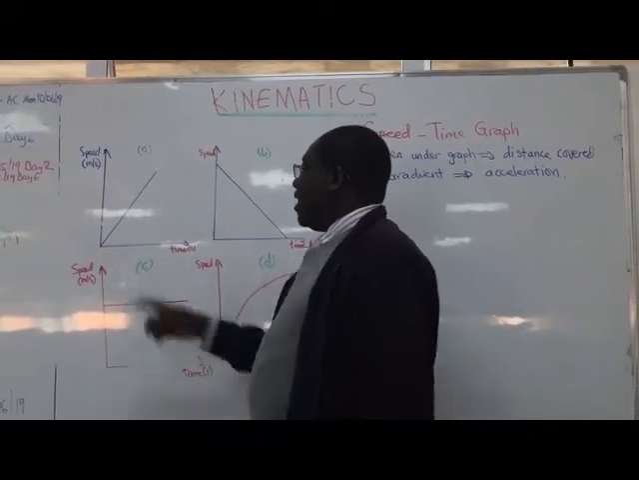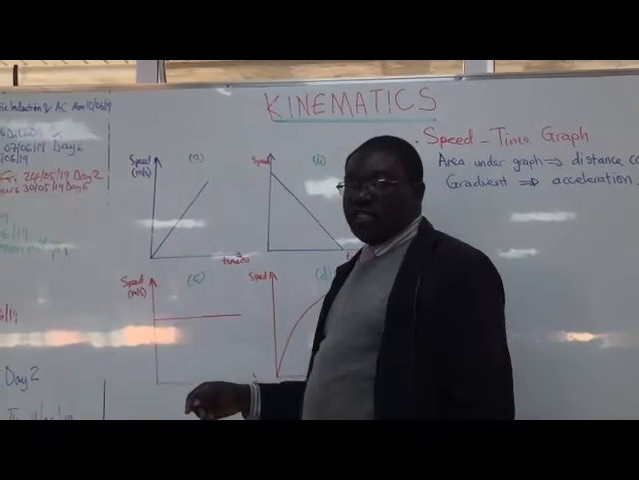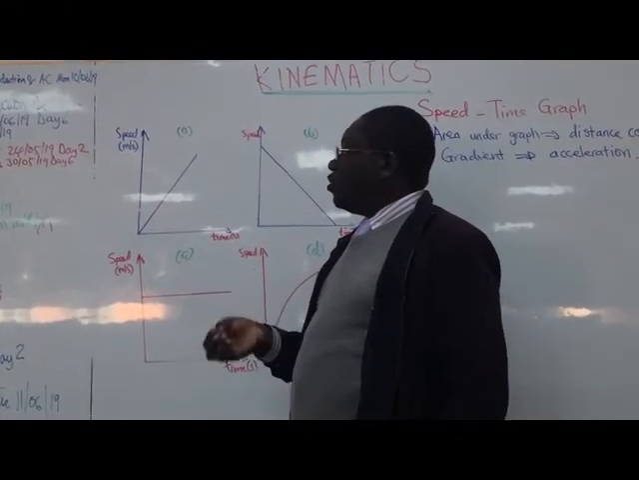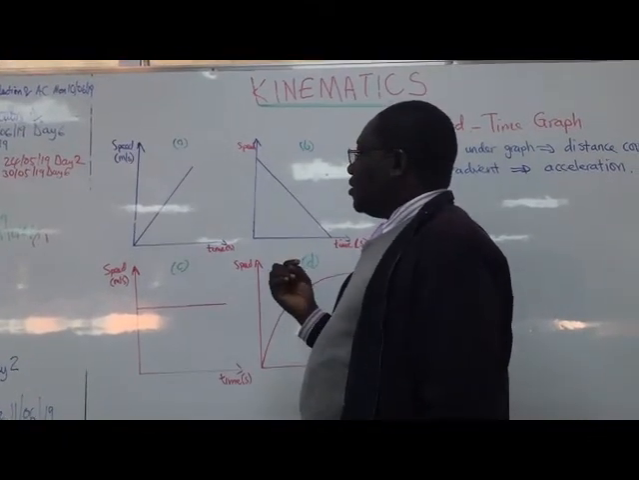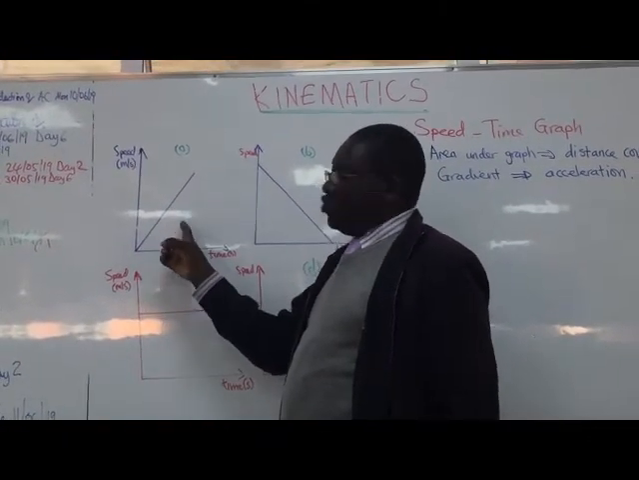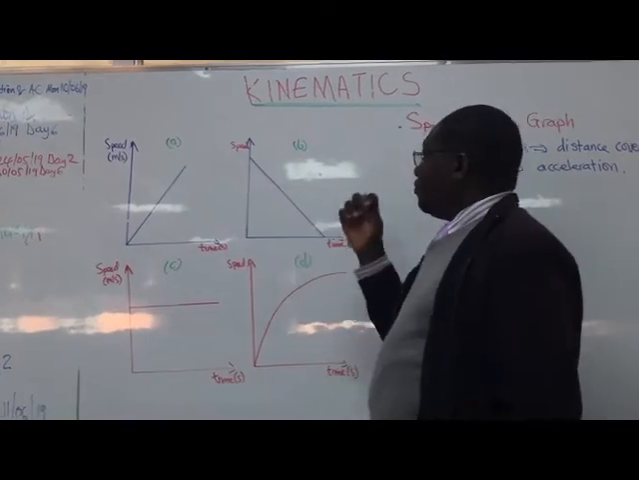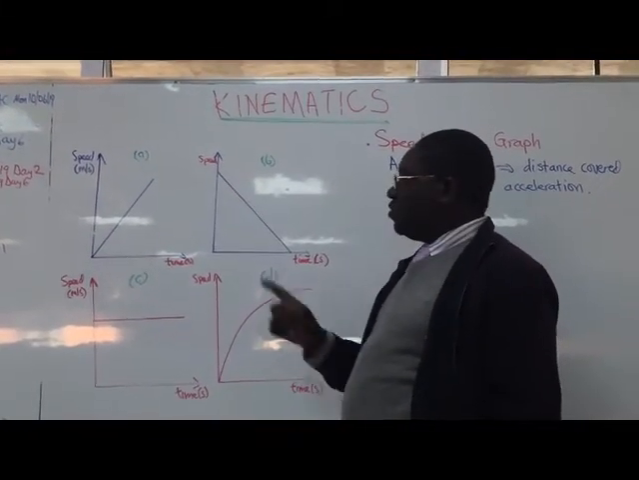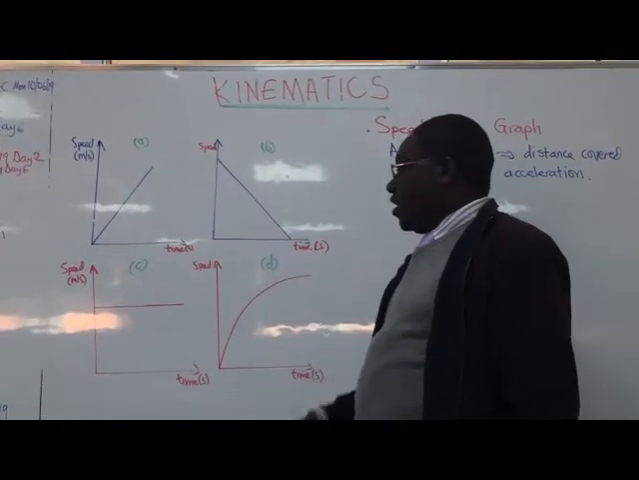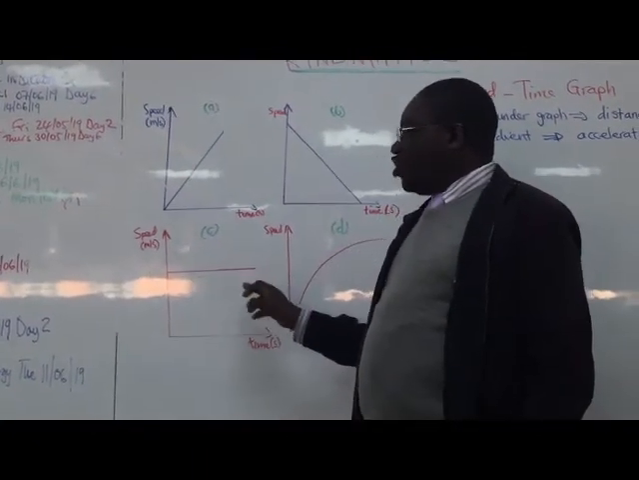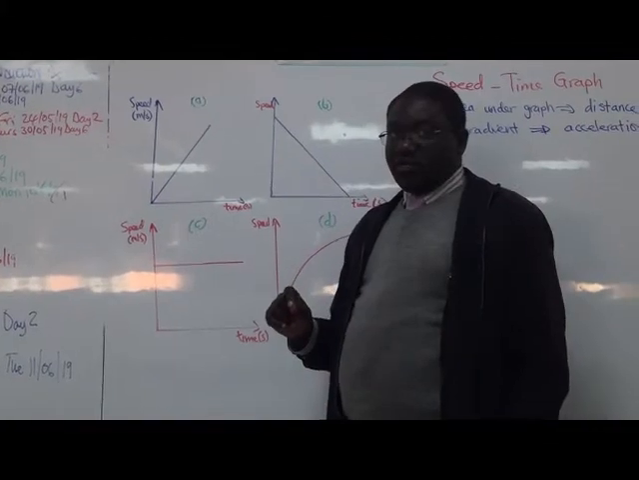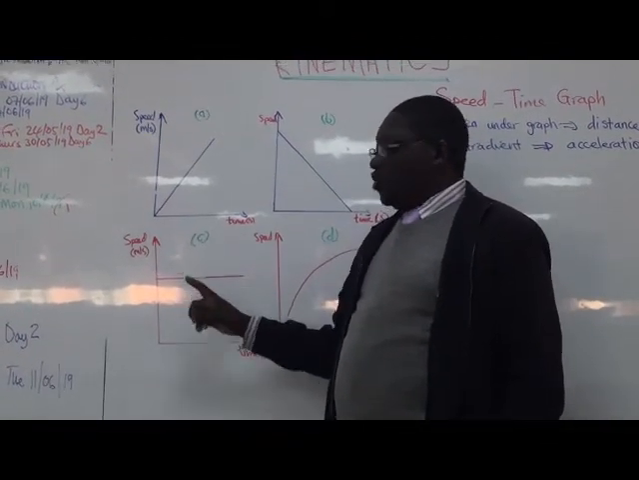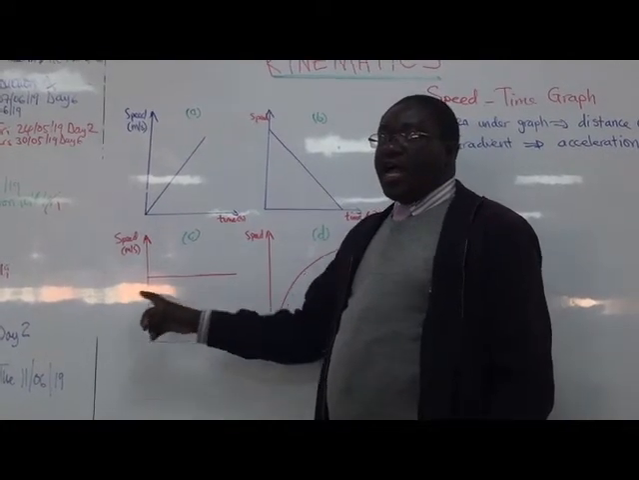Now on graph A, the gradient is constant, which means that the slope doesn't change. The slope represents the acceleration, so this is uniform acceleration. Graph B, this is uniform deceleration because the gradient doesn't change. Graph C, that is uniform speed. Please note the difference between uniform acceleration and uniform speed. Uniform speed means 0 acceleration.